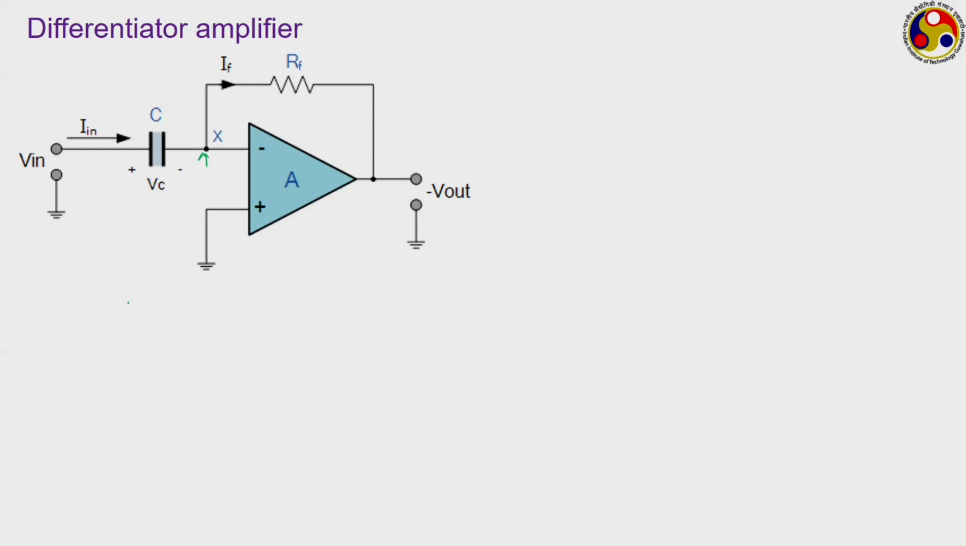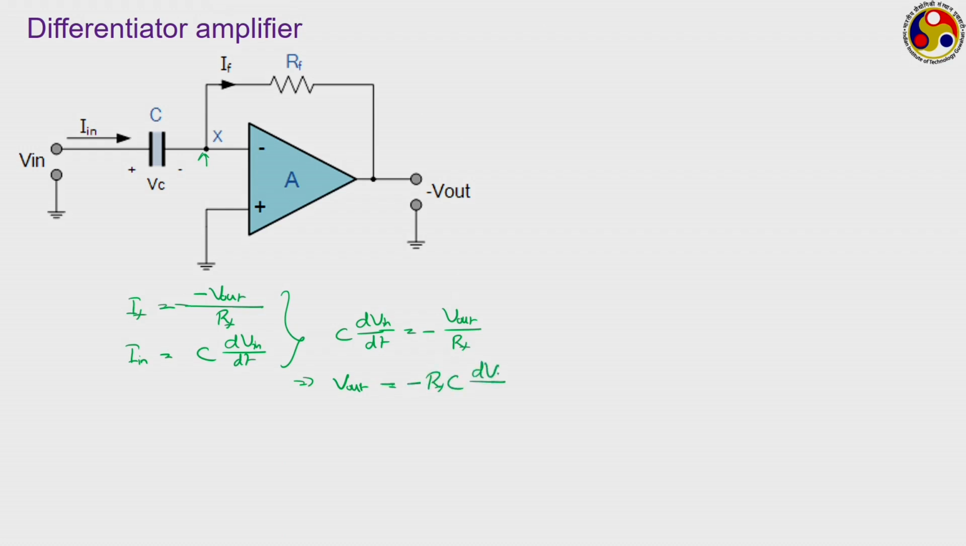If we consider first the resistor part, then we can write the current IF should be equal to minus V out by RF, or it should be actually Vx minus V out by RF, but Vx being equal to 0, we can remove this, so it is minus V out by RF. Similarly, I in can be defined as C into dV in dt, following the definition of the capacitor, and as these two are equal to each other, so we have C dV in dt is equal to minus V out by RF, or V out is equal to minus RFC dV in dt, that is output voltage is only a differentiated version of the input voltage.